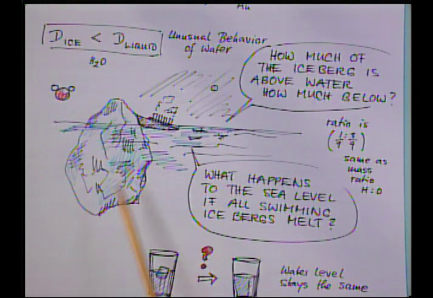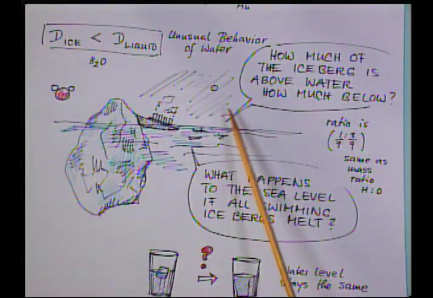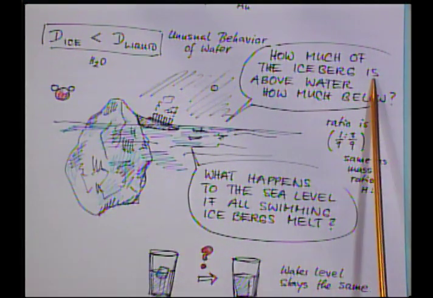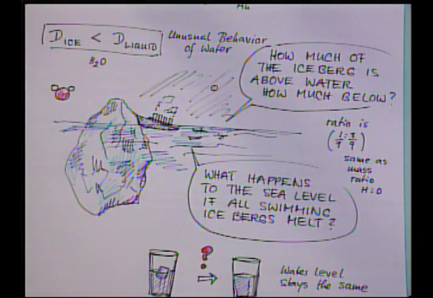That's why icebergs also swim in the ocean, and the Titanic had the fate that it had. If it would be another substance, the solids would sink to the bottom. But that doesn't happen. Here's a good question. How much of the iceberg is above water, how much below? Or how much of an ice cube is above the liquid surface and how much is below the liquid surface?